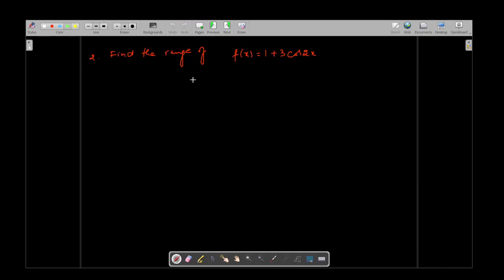Next, we have to find the range of 1 plus 3 cos 2x. Let us try to do this in two different ways. One is the graphical method. The range of cos is 1 to minus 1, and if I write only cos x from 0 to 2 pi, we have one cycle.